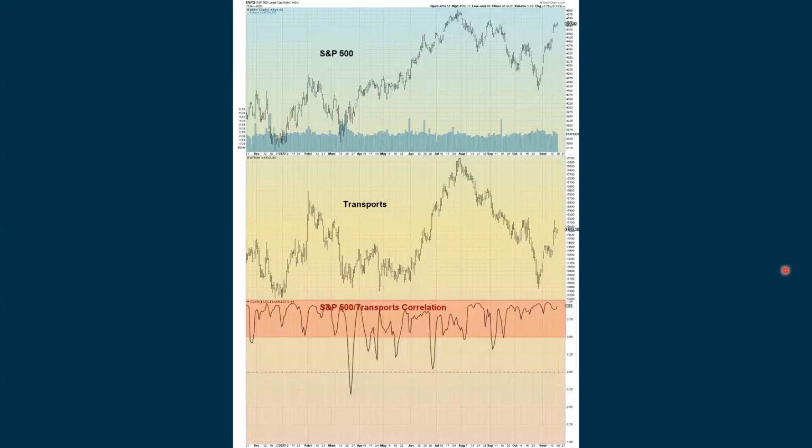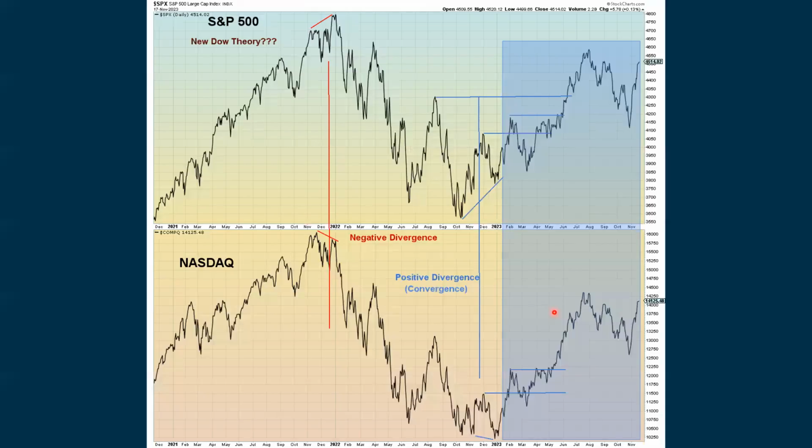We look at the relationship between the S&P 500 and the transports, and it's still pretty high. There's a strong correlated relationship between the two. And this is a new take on Dow theory, where instead of using the Dow, we look at the S&P, and instead of using the transports, we use the NASDAQ. We look for divergences and convergences here, and they're pretty much converging with each other. There's nothing really out of the ordinary that I can see on this chart.